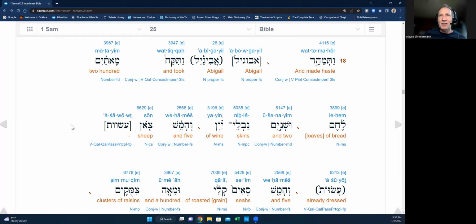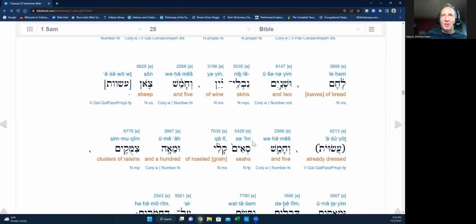But then we see there are only two skins of wine. Of course, we don't know how big those skins are. Obviously, in the largest size, they could be the size of a sheep, so it could hold maybe 5 or 10 gallons, but obviously not a lot of wine being sent along for 400 men. And then there were 5 sheep. Again, 5 sheep to feed 400 men just doesn't seem appropriate.